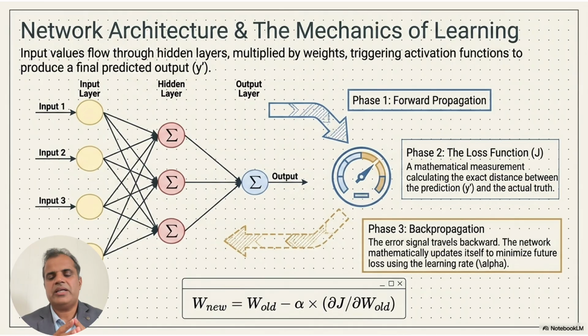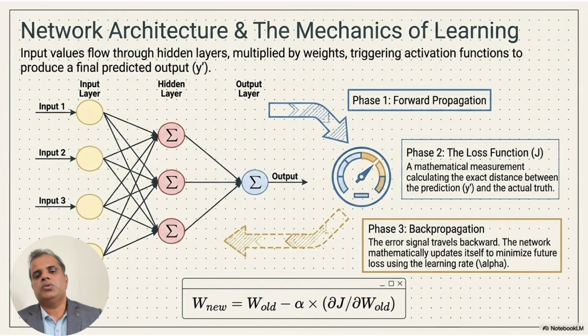Let's look at how a neural network actually learns by breaking it down into a three-step loop. First, we have phase 1, forward propagation. This is where input values flow from left to right through the network. The data enters the input layer, travels through the hidden layers where it gets multiplied by weights, and triggers our activation functions. At the very end, it exits the output layer to give us a final predicted output, which we read as y prime. Think of y prime as the model's ultimate guess based on the clues it processed.